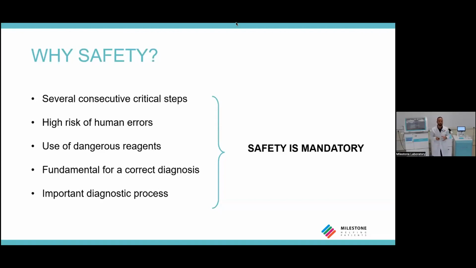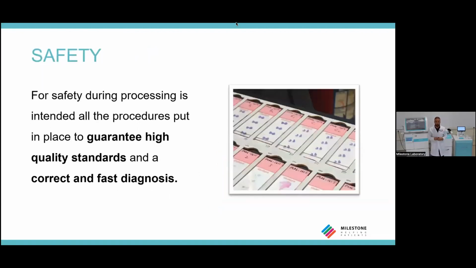But what does safety stand for? Safety is intended as all the procedures put in place to guarantee high quality standards and a correct and fast diagnosis. These obviously lead to a reduction of patient anxiety, which is exactly Milestone's aim.